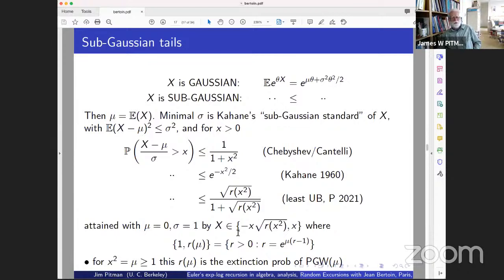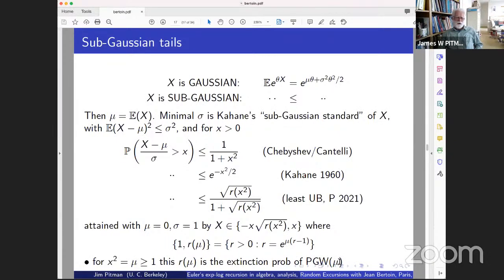When the smoke clears, you find that the function R of mu that's involved here is a very old friend to most probabilists. Namely, if the mu is bigger than 1, this function R of mu that appears here is actually the extinction probability of a Poisson-Galton-Watson branching process.